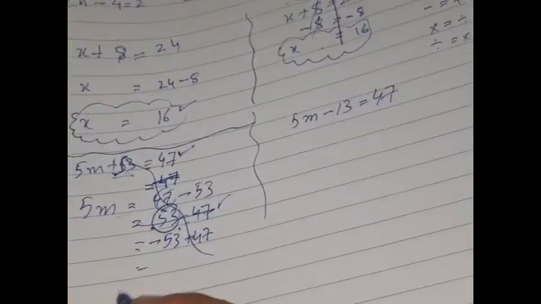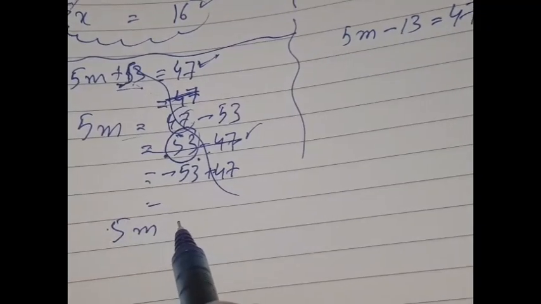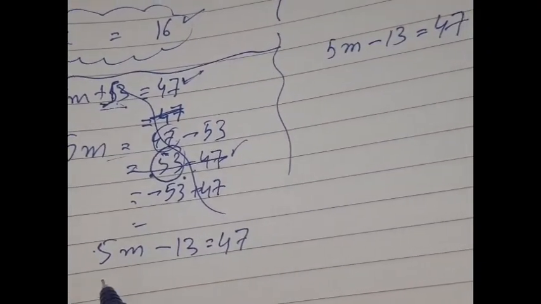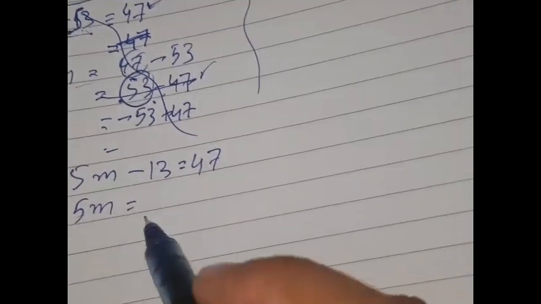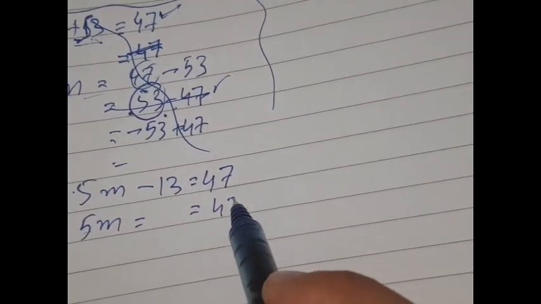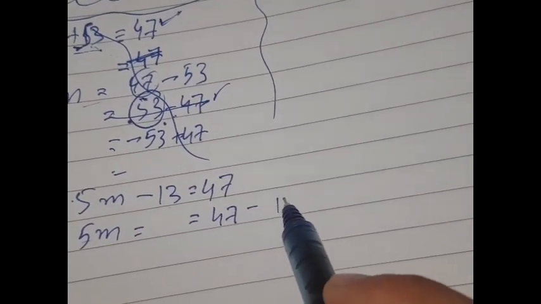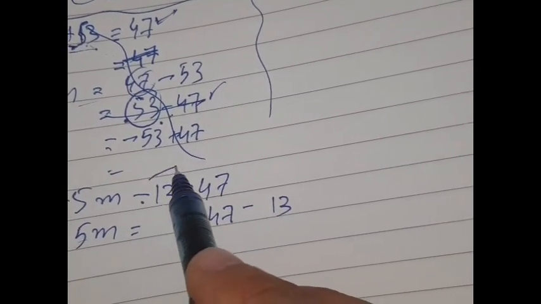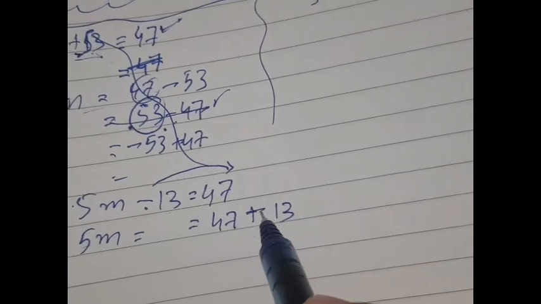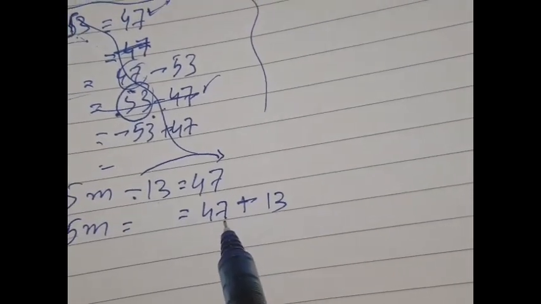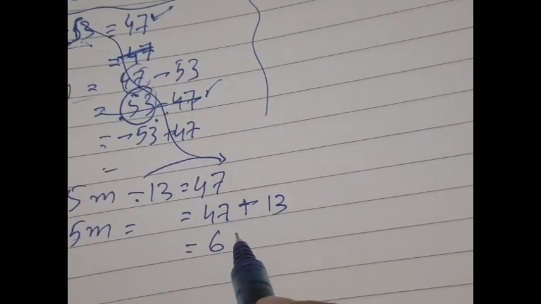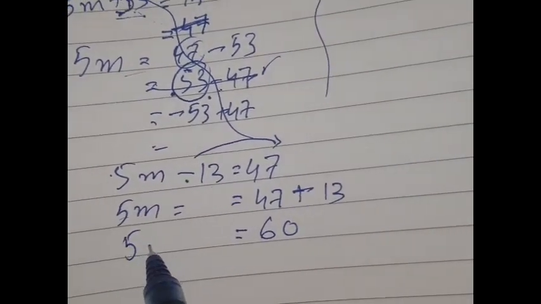Now I'm going to write down the question again: 5m minus 13 is equals to 47. 13 is constant. 5m will remain in its place, and I will move 13 only. If this 13 was negative here, on moving it to the other side it will become positive. So 47, 7 plus 3 makes 10, 50 and 10, 60. So I got 60 now, and this is 5m.